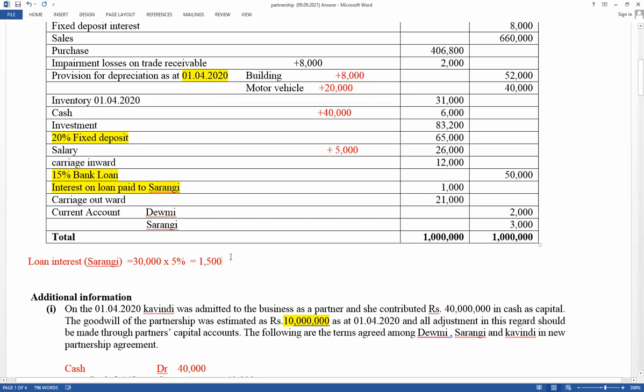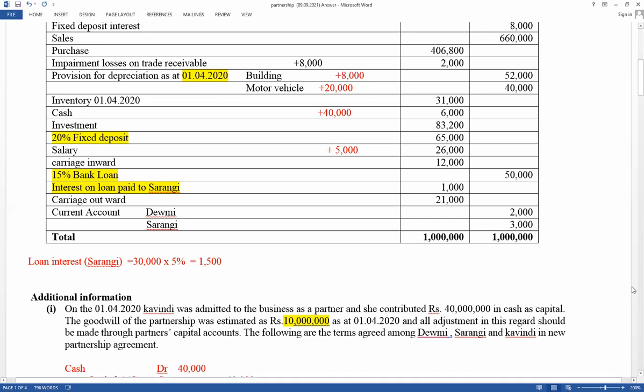Think how it records. First one, finance expense. Second one, current account credit side. All the payable amount for partners should be recorded current account credit side. And given interest on loan paid to Sarangi. All the paid amount for partners should be recorded separately, debit side of the current accounts.